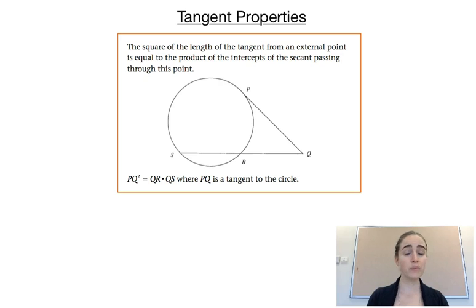Our last property relating to tangents says the square of the length of the tangent from an external point is equal to the product of the intercepts of the secant passing through this point. So what that means, we've picked this external point out here, so we're calling that Q. Now if we draw a line from here that's going to be a tangent to our circle, and it meets our circle at this point P, if we take the length PQ and square it, then we'll get the same answer as we would if we took the length QR to its first intercept with the circle and multiplied that by the length QS. So QR times QS will give us the same answer as PQ squared.